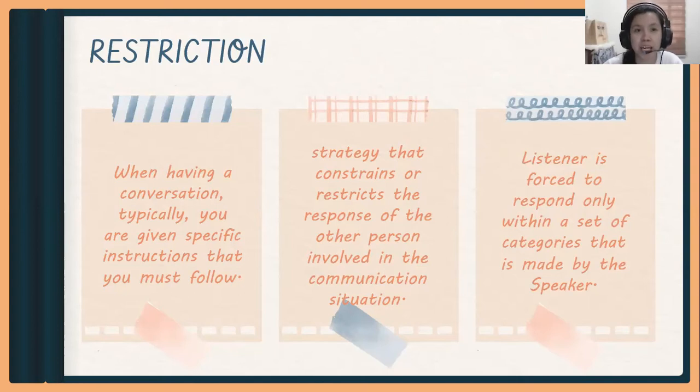For example, in a class discussion, the teacher says, do you agree that communicative strategies are important? Yes or no? So that is restriction. You are being confined with the answer yes or no.